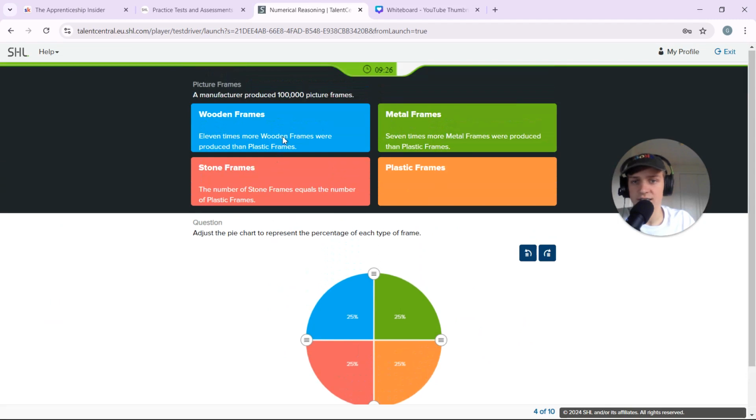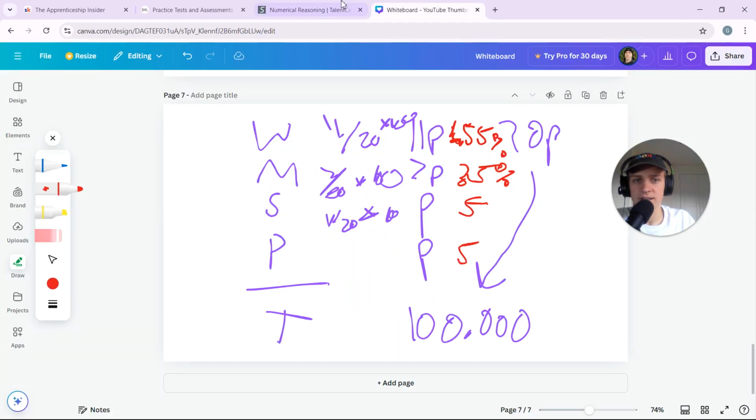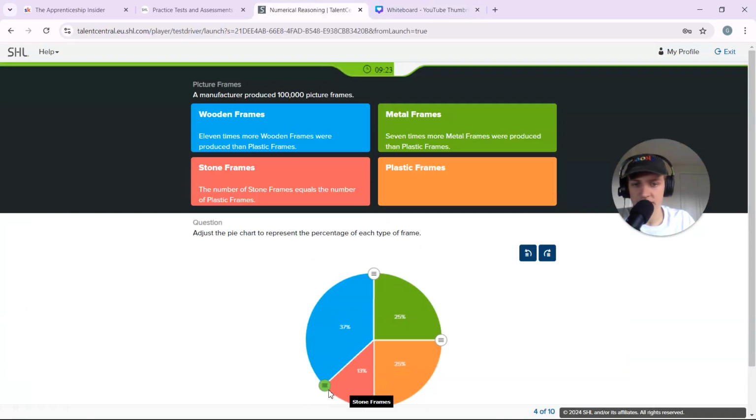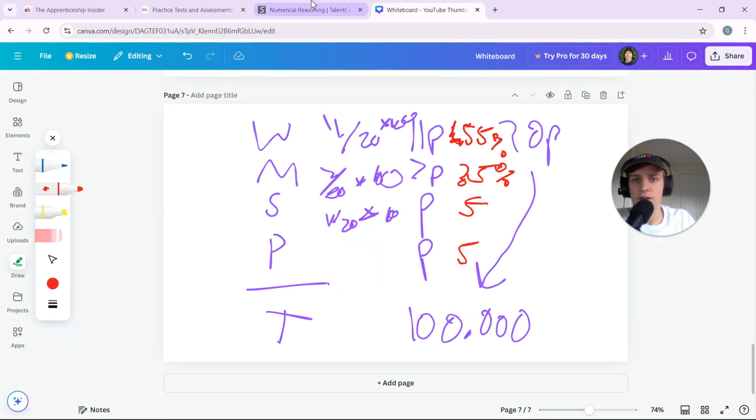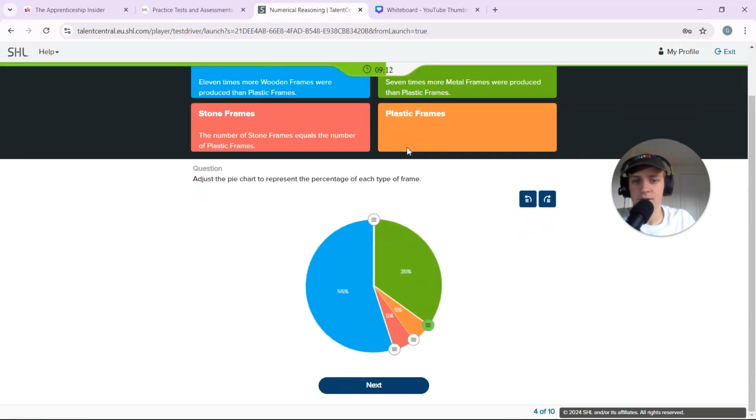Wood is blue, so that's going to be 55%. I'll move that down to 55. Let me move this one along. And then red is stone. Stone is going to be 5%, so let me move that to 5%. Then the next one is orange, which is plastic, which is also going to be 5%. So let me move this down to 5%. And that should be 35. Let me check. Yep, 35. We've checked it, I'm happy. Okay, we can move on to the next one.